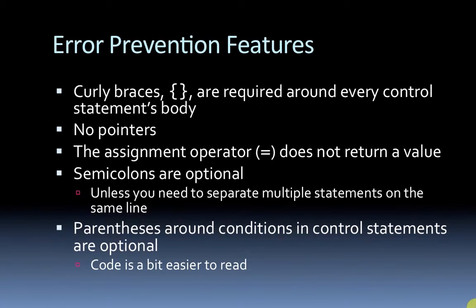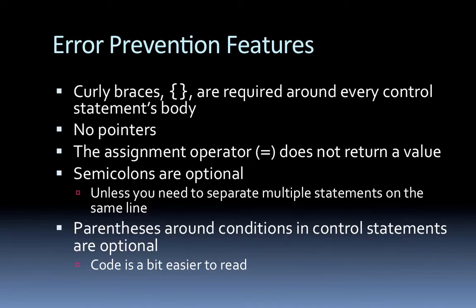In addition to all of the language features we've discussed so far, there are also a bunch of error prevention features that are built into Swift. For example, curly braces are required for every single control statement's body. That way you always have the body. You cannot accidentally forget to wrap the body in curly braces and then add statements later on that are not technically in the body of the control statement. Also, Swift does not have pointers, so you cannot directly access memory addresses in Swift the way that you can in some programming languages such as C, C++, and Objective-C.